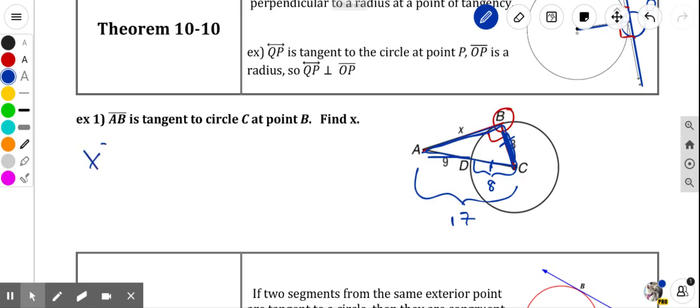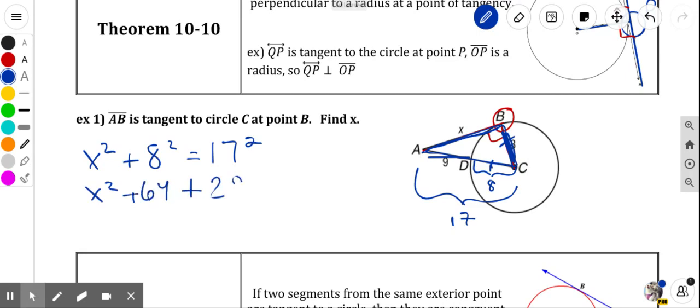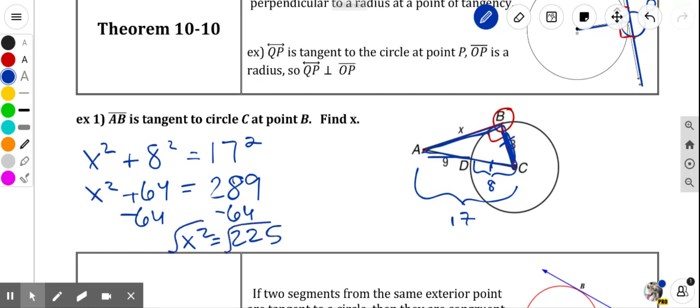So we would have X squared plus 8 squared equals 17 squared. So it's X squared plus 64 equals 289. Subtract 64, so you have X squared equals 225. Take the square root and you get X is 15. So that's how a lot of times that right angle is used, with the Pythagorean theorem.